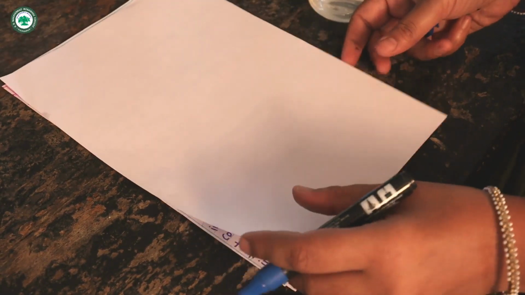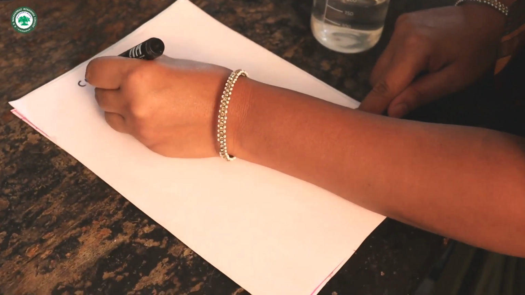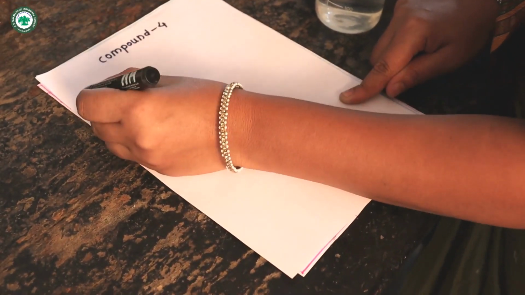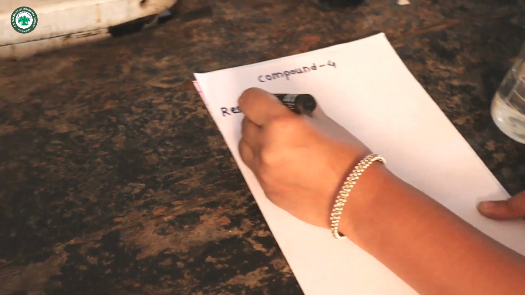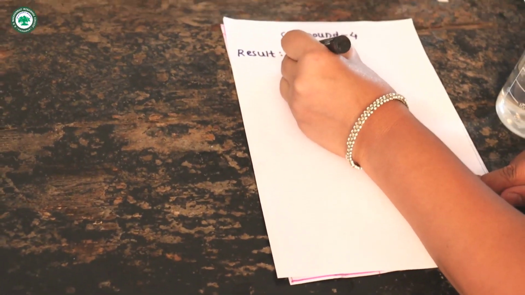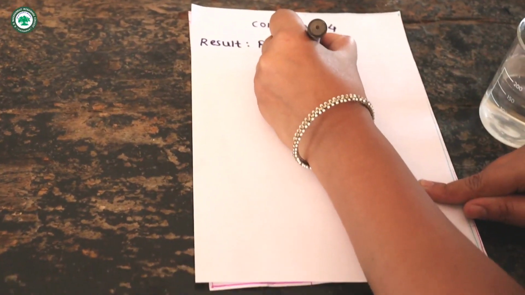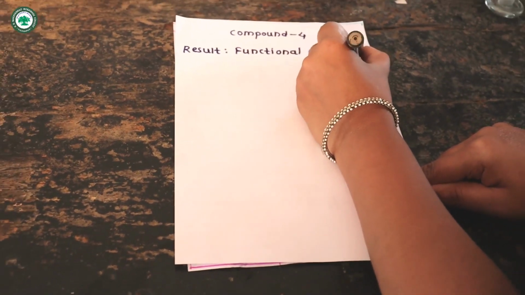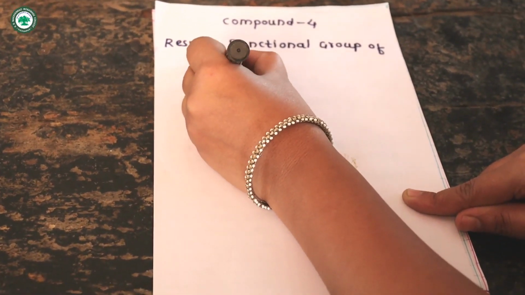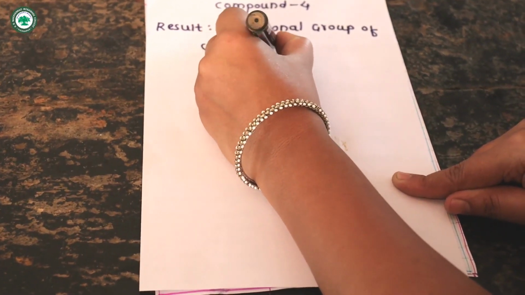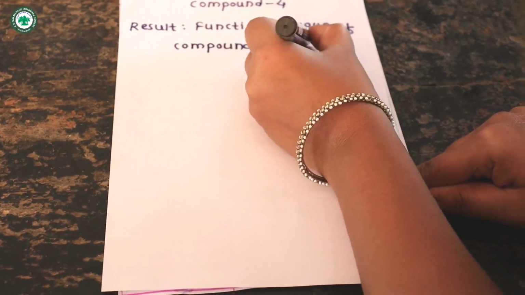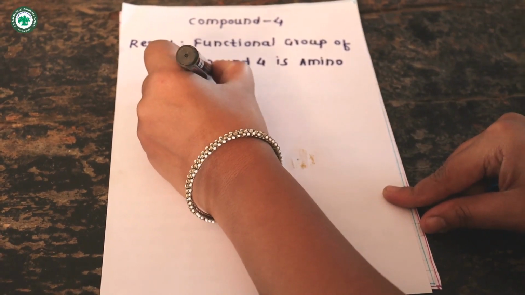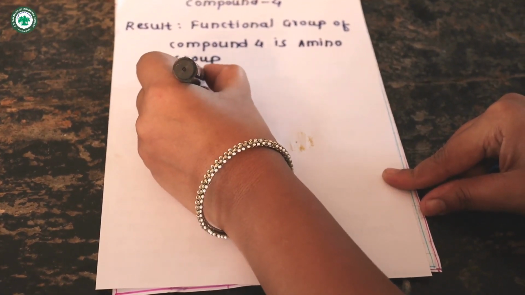Then write result of compound 4. Result: functional group of compound 4 is amino group. Its structure is NH2.